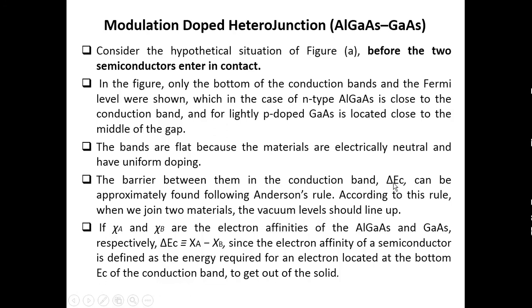delta Ec. The barrier between them means the conduction band gap of aluminum gallium arsenide and gallium arsenide. It is the barrier width between the conduction bands of the two materials, not the valence band. The barrier in the conduction band, delta Ec, can be approximately found using the Anderson rule.